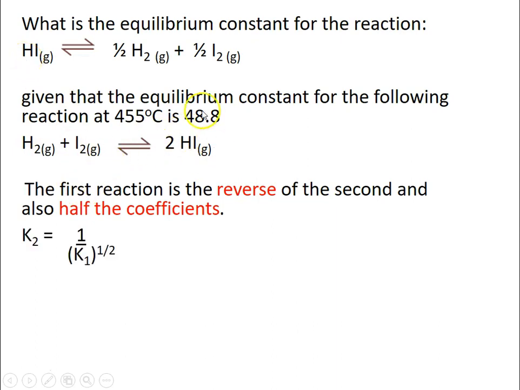So if we've got the original k value here, then you're going to have to put it over 1 for the fact that it's reversed, and the one that you're working out is half of it, so you're going to have to square your original k value. So if we put the numbers in, our original k value was 48.8, so the new k is 0.143.